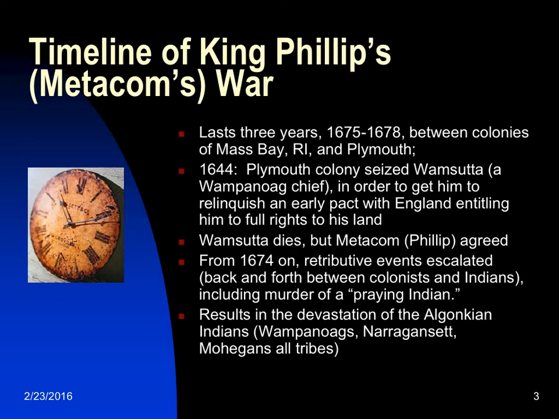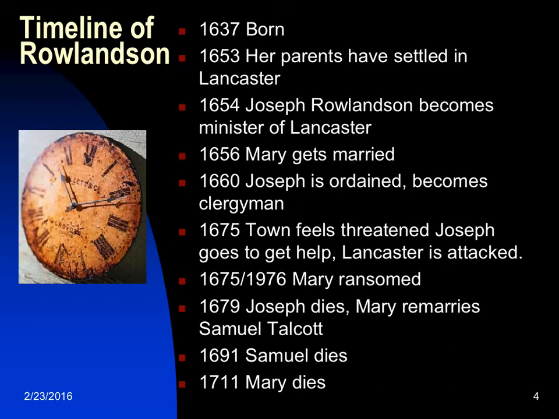This is the timeline of Mary Rowlandson's life. And rather than going through all the different events, let's get right to the relevant dates. In 1675, basically, the town felt rather threatened by King Philip's War and by the various individual assaults on neighboring villages. So Joseph the minister went to get help in Boston, and Lancaster was attacked at that time.